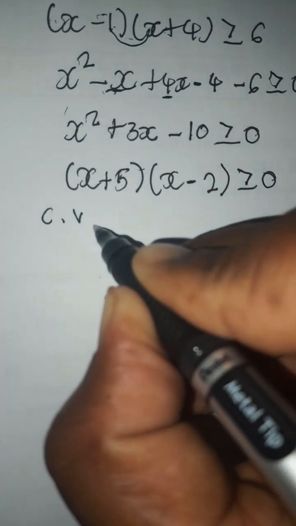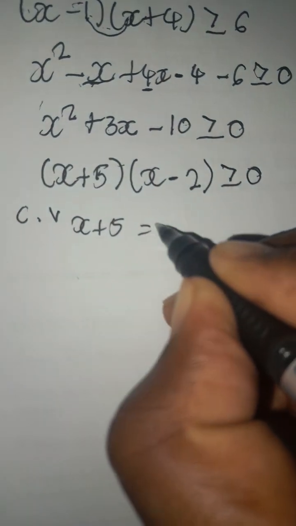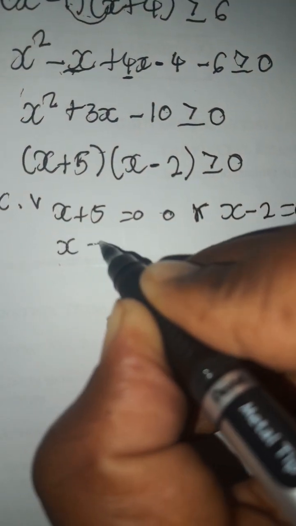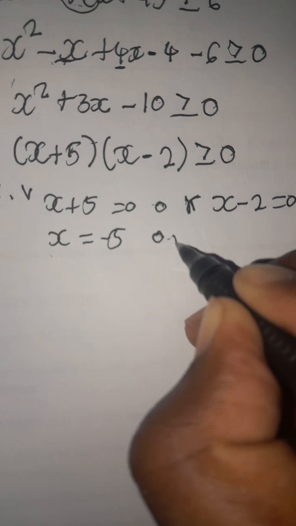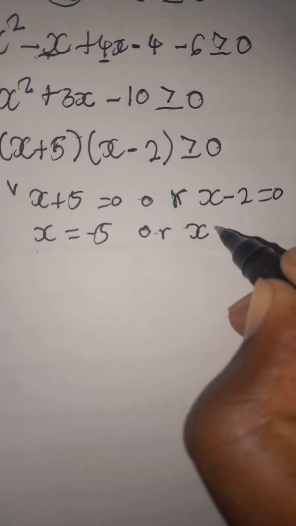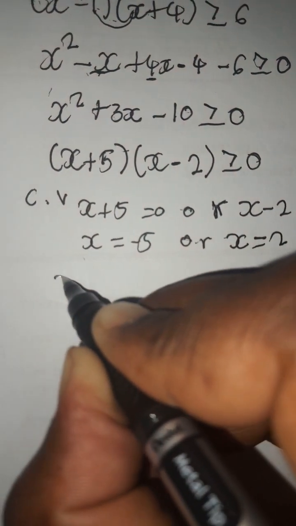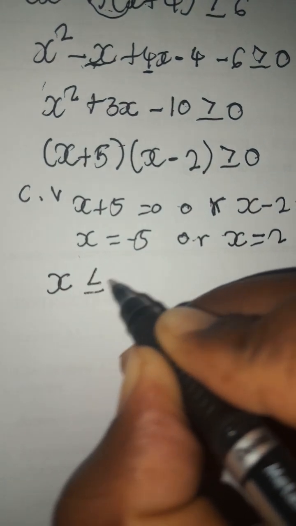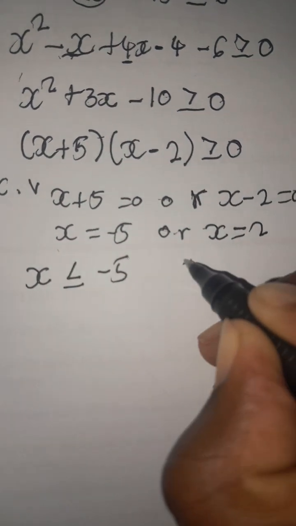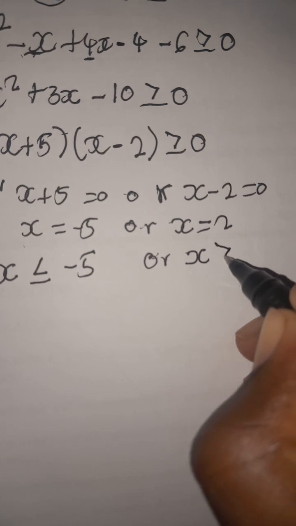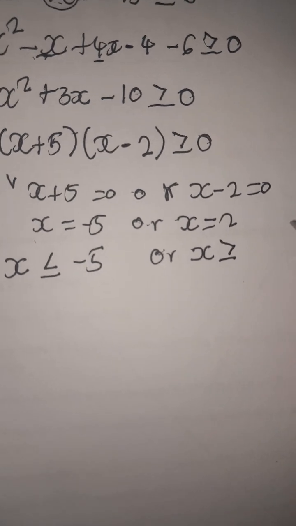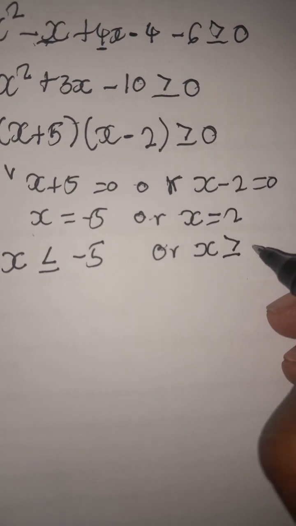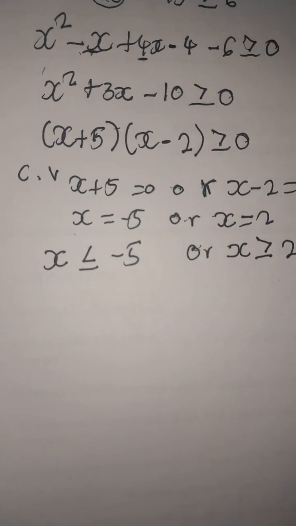Then the critical values: x plus 5 is equal to 0, or x minus 2 is equal to 0. Then we're going to have negative 5 as our critical value, and x is equal to 2. So lastly, our solution will be x is less than or equal to negative 5, or x is greater than or equal to 2. This will have a less than sign, and this has a greater than sign.